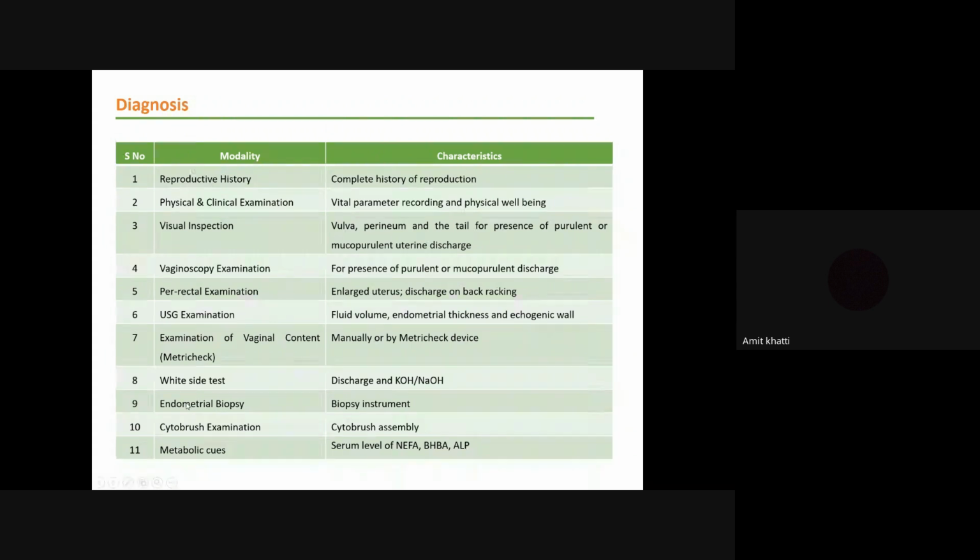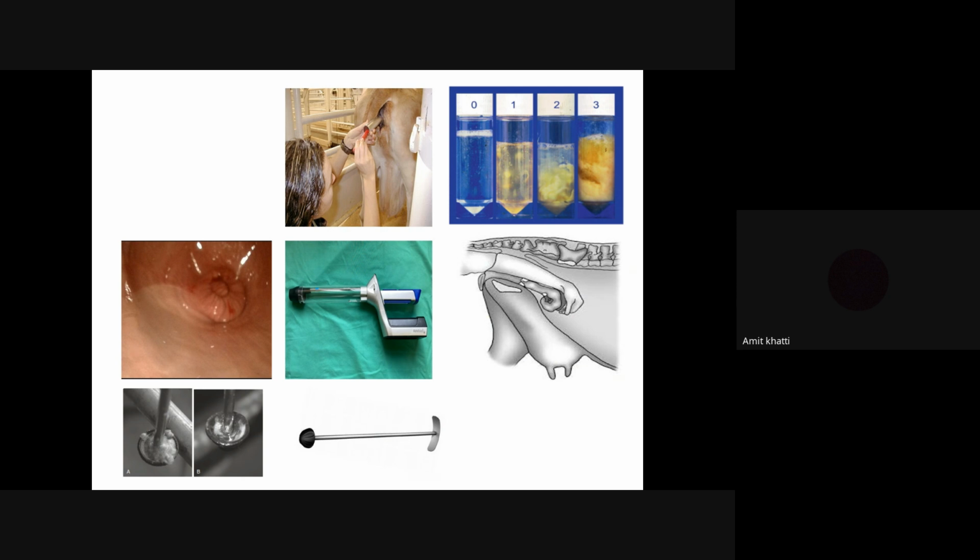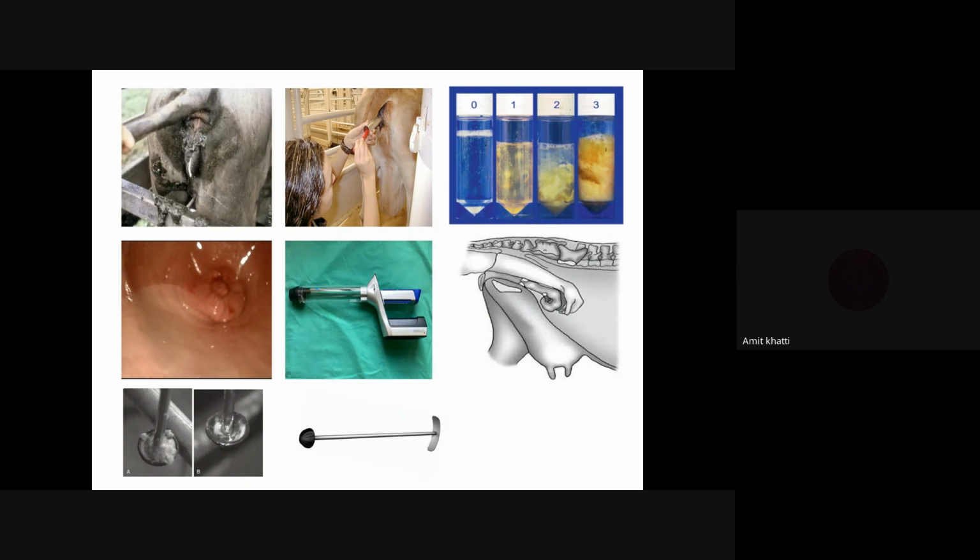Then endometrial biopsy, cytobrush examination, and some metabolic cues are also there, which are generally helpful in large scale dairy farming, where individual animal examination is not possible. Suppose you have 100 animals, 500 animals, so each and every animal cannot be examined. So NEFA, BHBA, and alkaline phosphatase can also be screened to get an idea about the uterine infection.